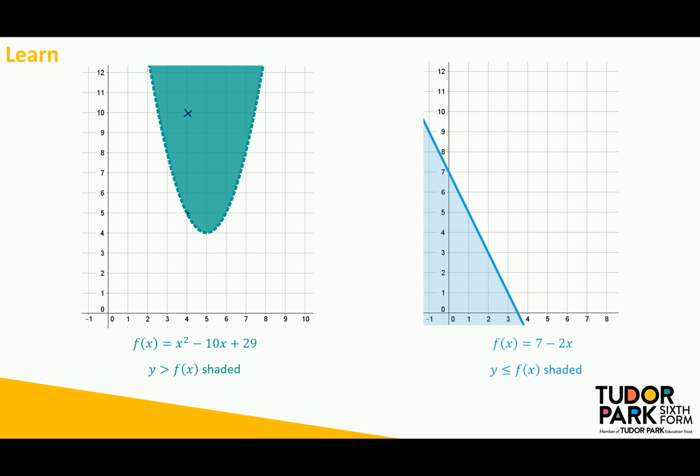On the right hand side I've got a linear function, this time 7 minus 2x, so again it's sketched out. I'm interested this time in the y values that are less than or equal to the value of the function. Less than or equal to, so now we're talking about a non-strict inequality, so this time I get a solid line. And I want all of those y values that are less than the function. So again, if we pick a value for x, so let's pick 1, this y value is less than the value of the function evaluated at that point. And that's true of everything in the shaded region.